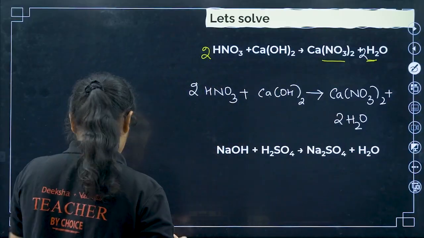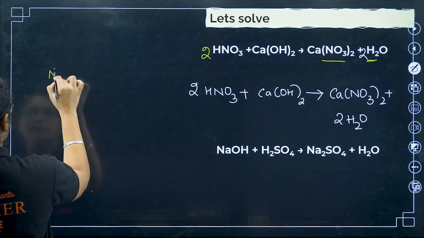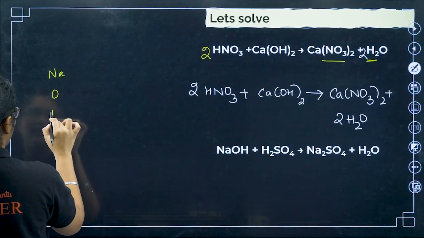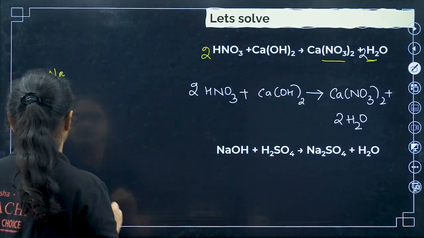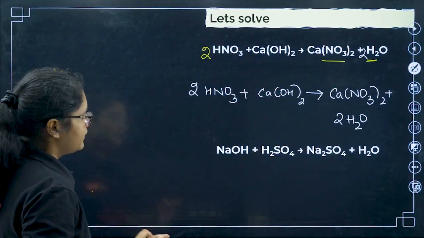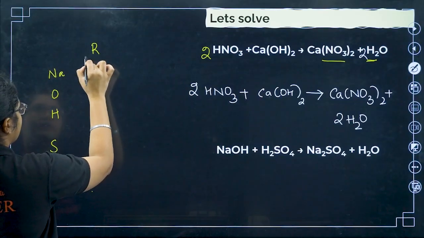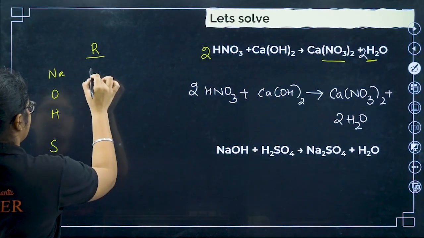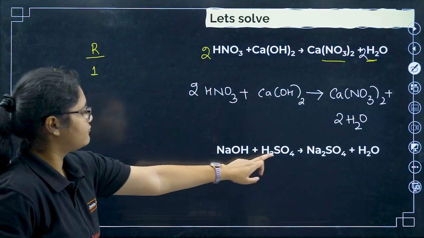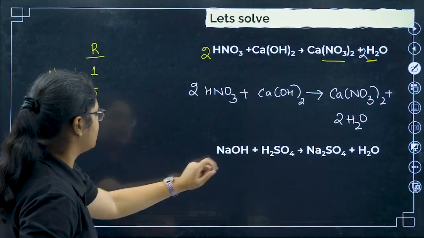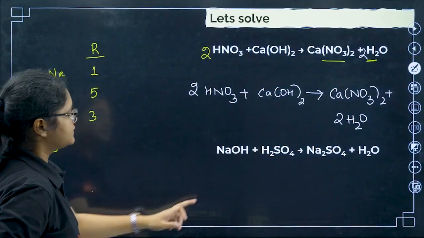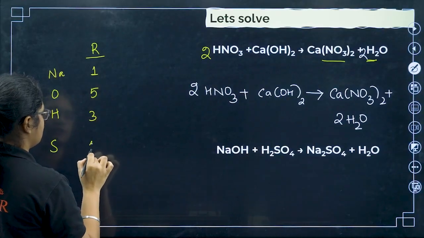So what all elements do I have? The first element I can find is sodium, then I have oxygen, and hydrogen. Sodium, oxygen, hydrogen, then I have sulfur on this side. Now what is the number on the reactant side? Sodium I have 1, no doubt. Oxygen I have 4 here, 1 here, that is 5. Hydrogen you have 2 here, 1 here, that is 3. Sulfur you have 1 here.